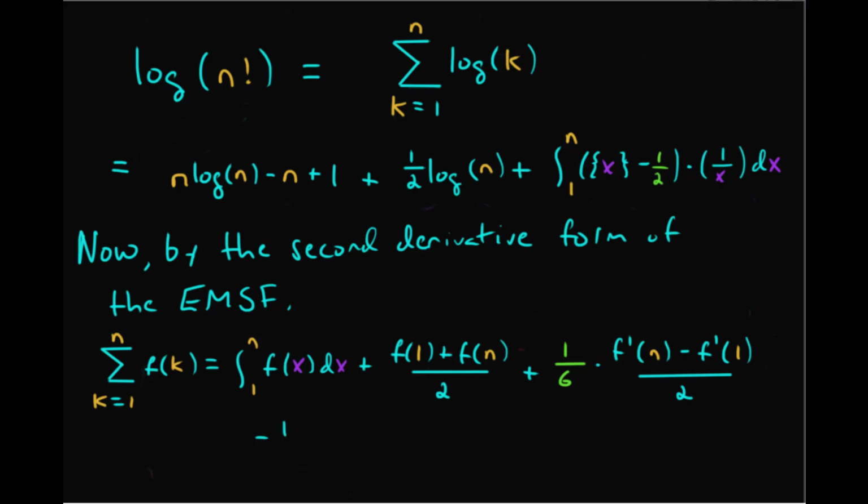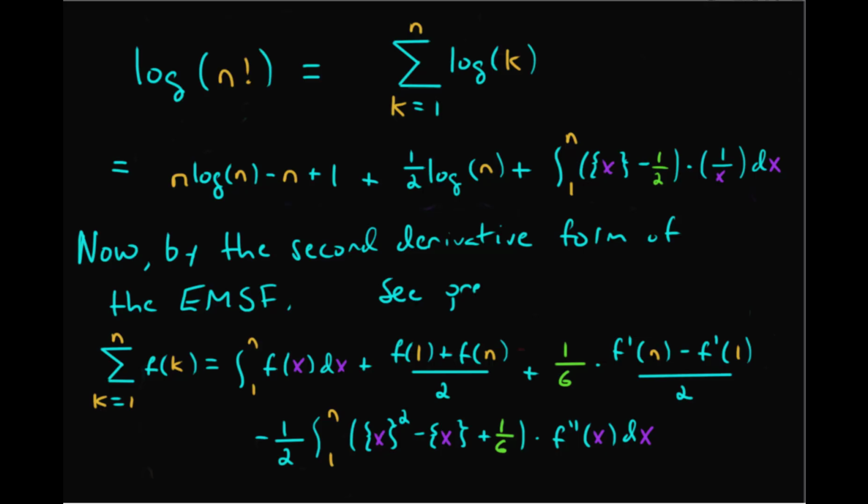And then we have a new error or remainder integral: minus 1/2 times the integral from 1 to n of the second periodic Bernoulli polynomial, which is fractional part of x squared minus fractional part of x plus 1/6, times f double prime of x dx. And if you're at all confused about where this formula comes from, please see my most recent video on the Euler-Maclaurin summation formula with remainder term, where I derive this and subsequent refinements of the EMSF with remainder.